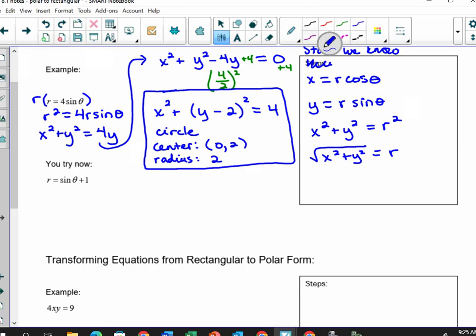I know it says you try, but let's try. We got this. Do you want to try? It's actually easier than the last one, because you just substitute and then you're done, guys. That's it. I can't do anything with this. Great, I'm done.